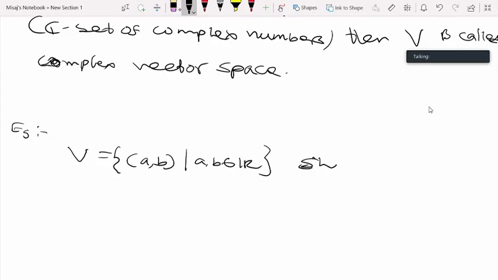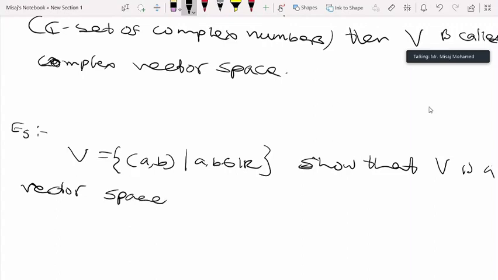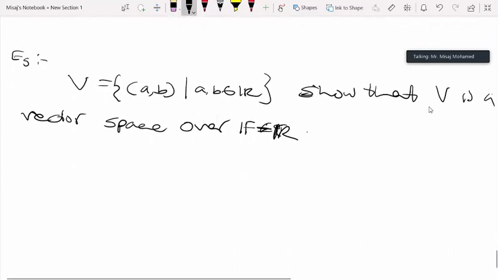Show that V is a vector space over R, where F is equal to R. Here the scalar field is given as real numbers. We need to show this is a vector space. How do we show it? We need to show all 10 properties.